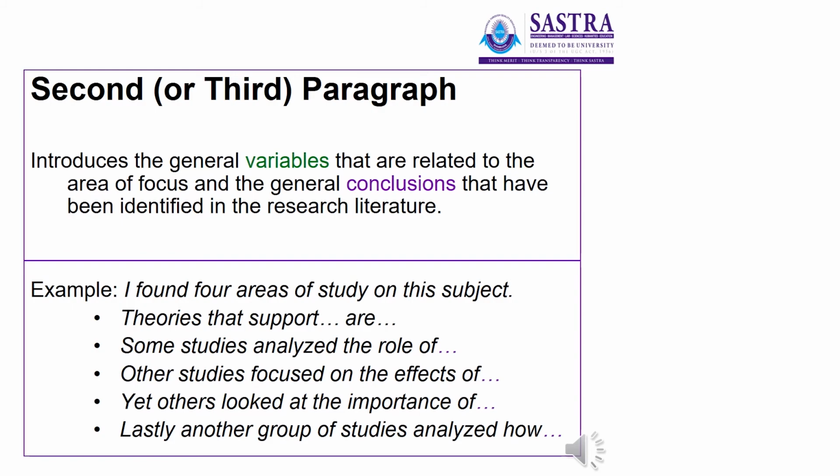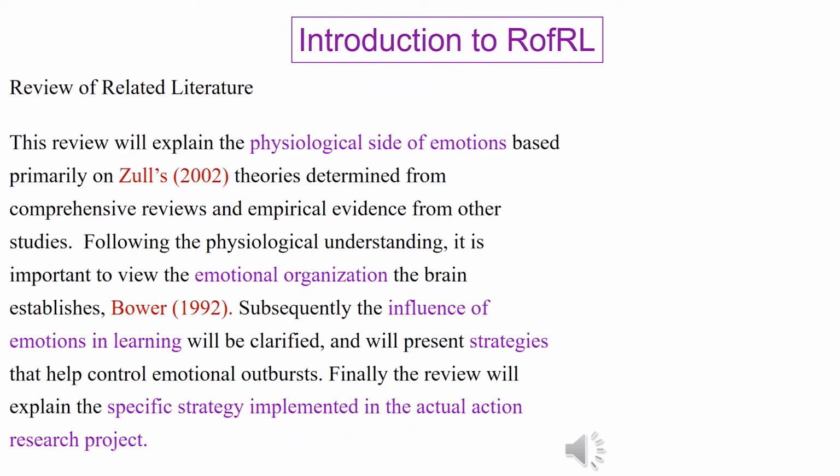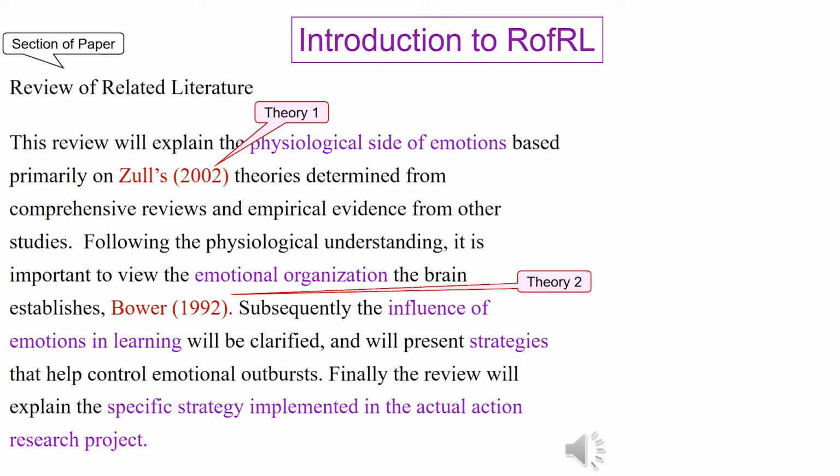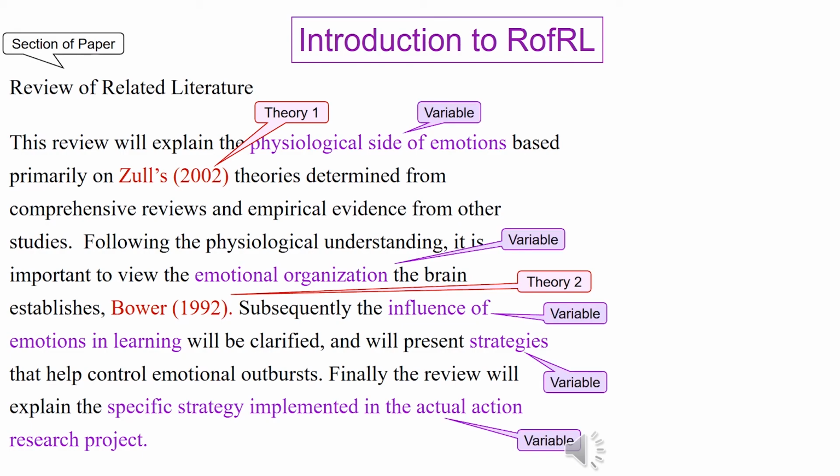So I found four areas of study on this subject. First one is theories that support, then studies and research articles analyzed. Other studies focus on the effects of, others looked at the importance of how it is significant. Lastly, another group of studies analyzed how it is related to your area of focus. So let's have an introduction to review of literature. I've given you one example here.